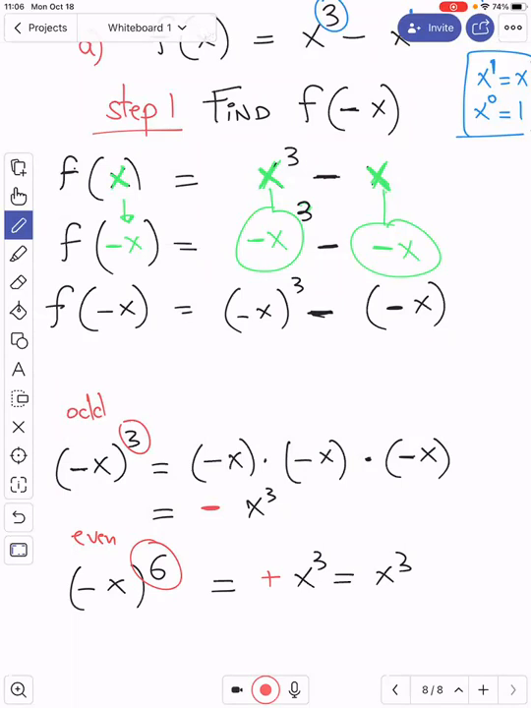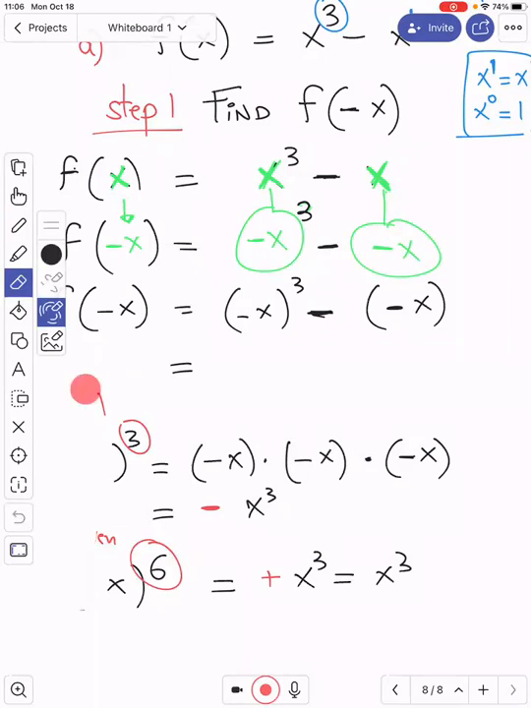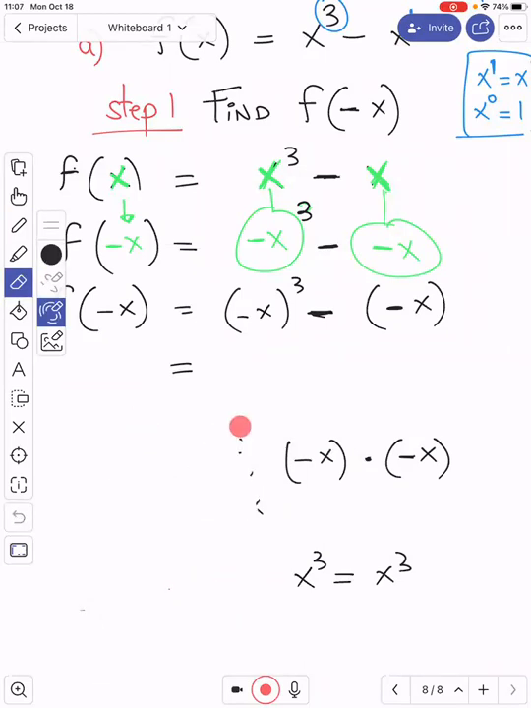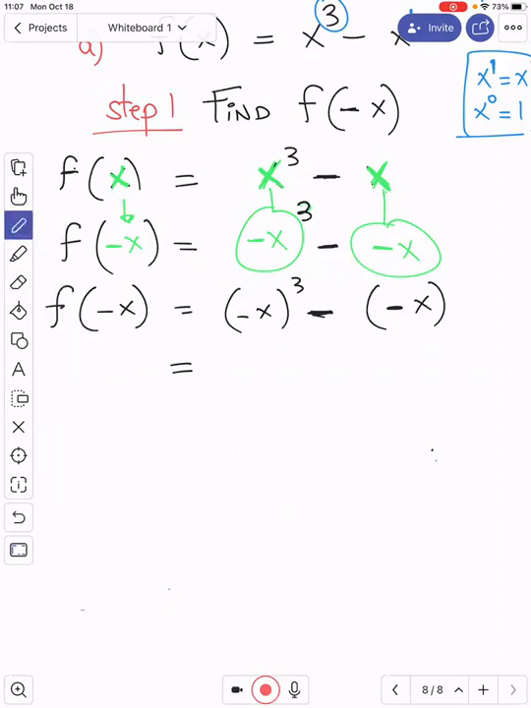All right, so that's the rule. Now, this thing here, let me come back to this. I'm going to erase this. I'm sorry about that. So I was saying this is odd, so we're going to end up with minus x cubed. And as you can see, there's minus minus, so that will be a plus. So it's minus x cubed plus x. Okay, that's the final answer. That's my f of minus x. It's minus x cubed plus x.